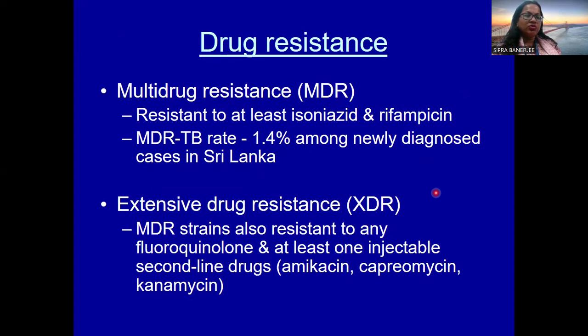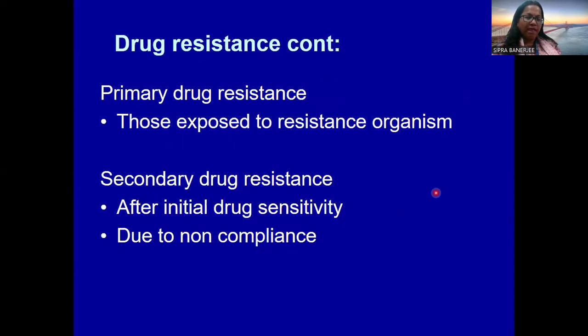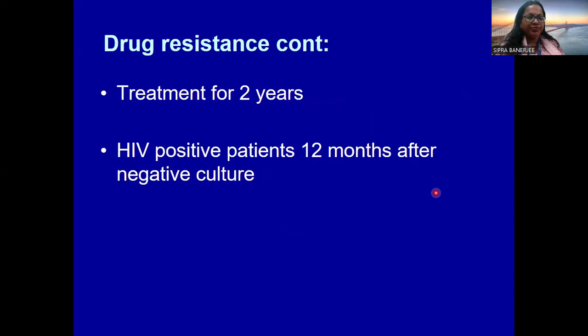Sometimes drug resistance is found, in the case of multiple drug resistance and extensive drug resistance. Sometimes amikacin, capreomycin, and kanamycin will be given in case the TB bacteria is not treated. Now, drug resistance continued. Primary drug resistance is exposure to resistant organisms. Secondary resistance develops after initial drug sensitivity, due to non-compliance. Sometimes these drugs show resistance to other drugs. That's why second line drugs are given.